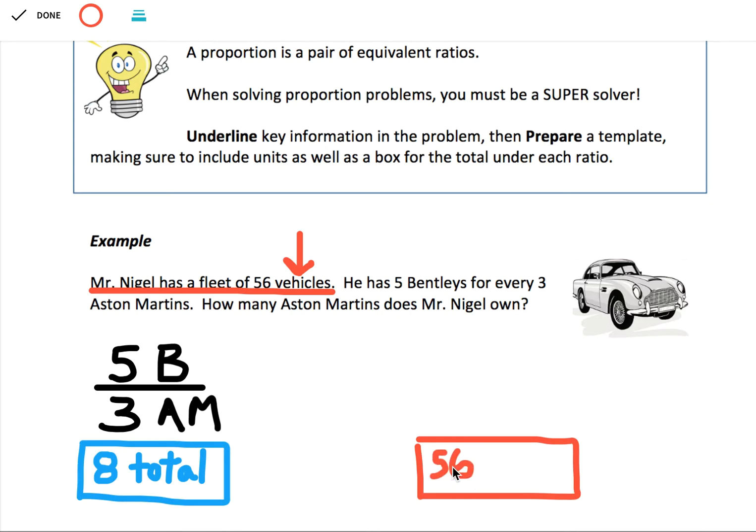If the 56 were Bentleys, it would go up here, across from Bentleys. If it were Aston Martins, it would go here, across from Aston Martins. But it's not, it's total.